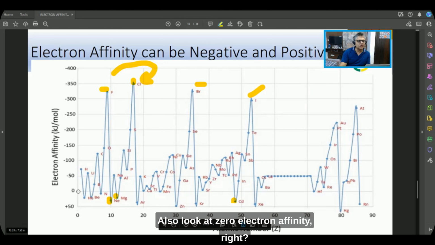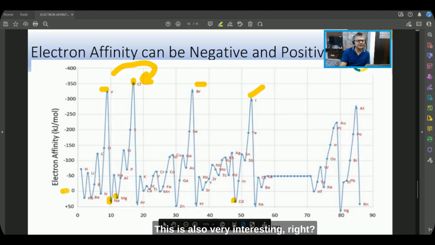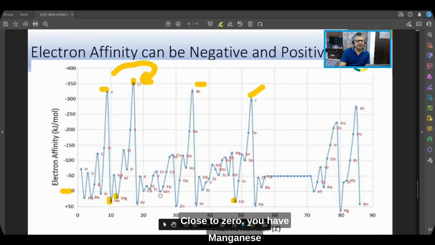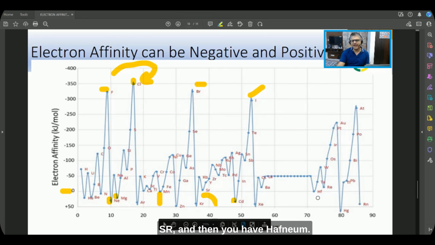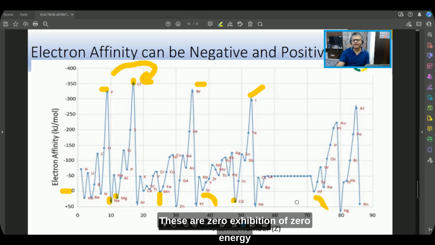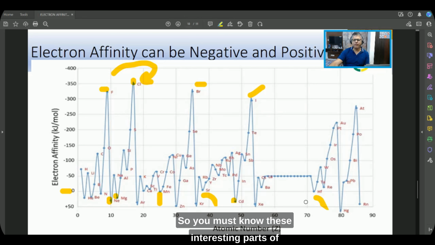Look at zero electron affinity, right? This is also very interesting, right? Close to zero, you have manganese, Sr, and then you have hafnium. These are zero. Exhibition of zero energy change if the electron gets added, right? So you must know these interesting parts of the discussion and try to reason out why.